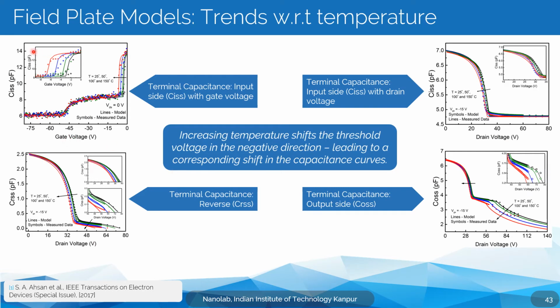Now this next slide talks about the trends with respect to temperature, and as we can clearly see, with increasing temperature, the threshold voltage of these devices changes. And by these devices I mean the three different transistors which we modeled from the field plates. We can see that due to temperature, the threshold voltage changes, and the characteristics shift in one direction.